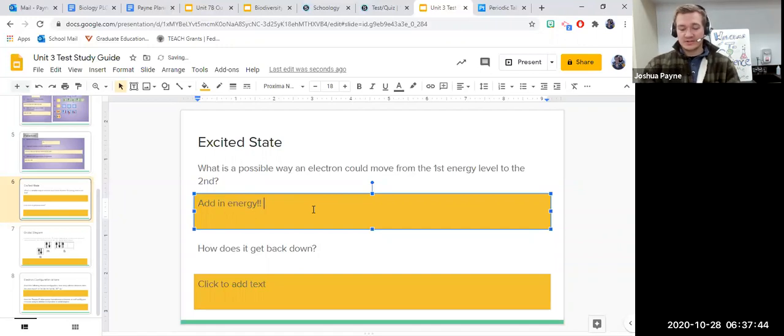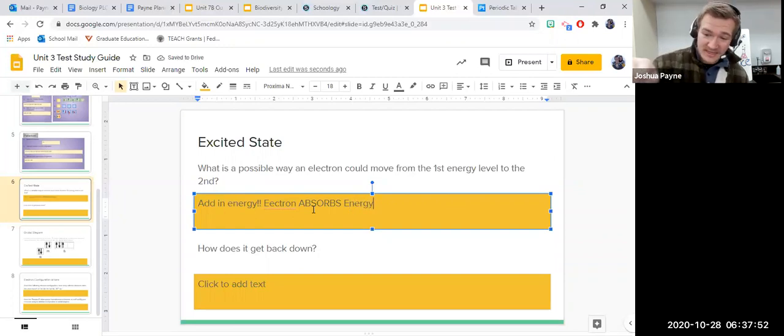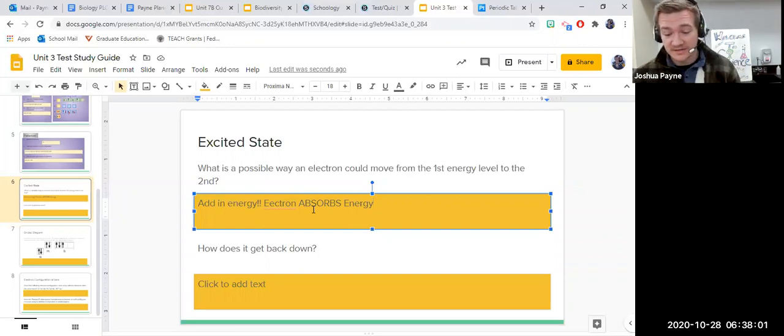Add in energy. The electron absorbs energy. Right? So when I put those sticks or those chemicals in the flame, right, I put that lithium chloride or that potassium chloride inside of the flame. That was me shoving a whole bunch of energy inside of those atoms into the electrons, right?